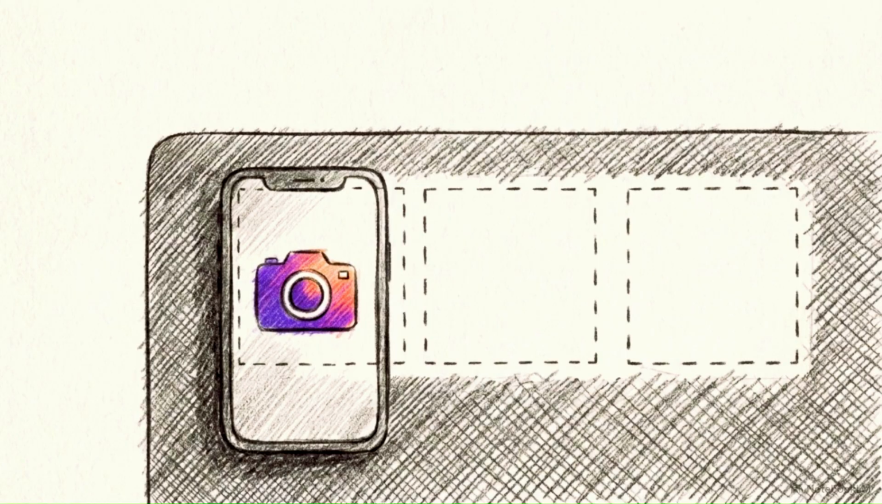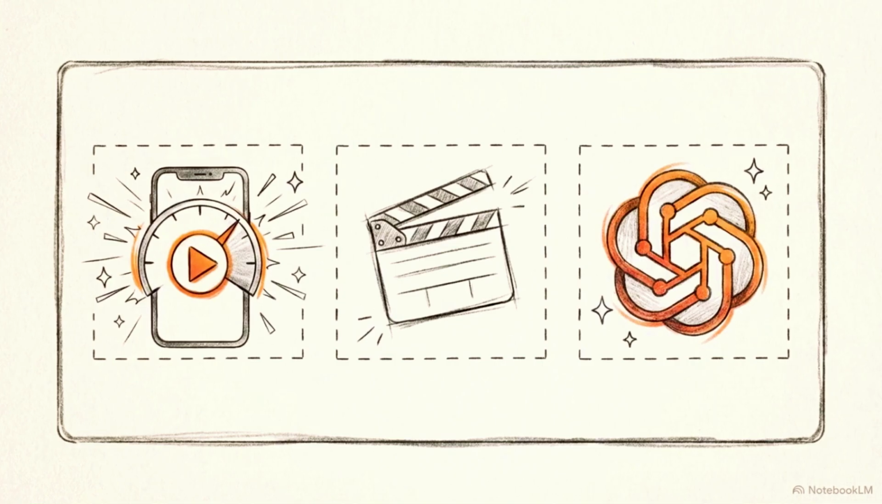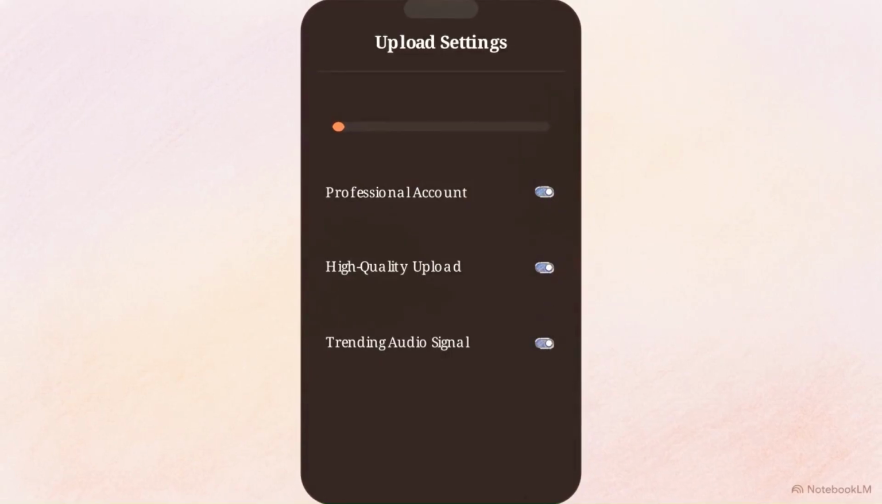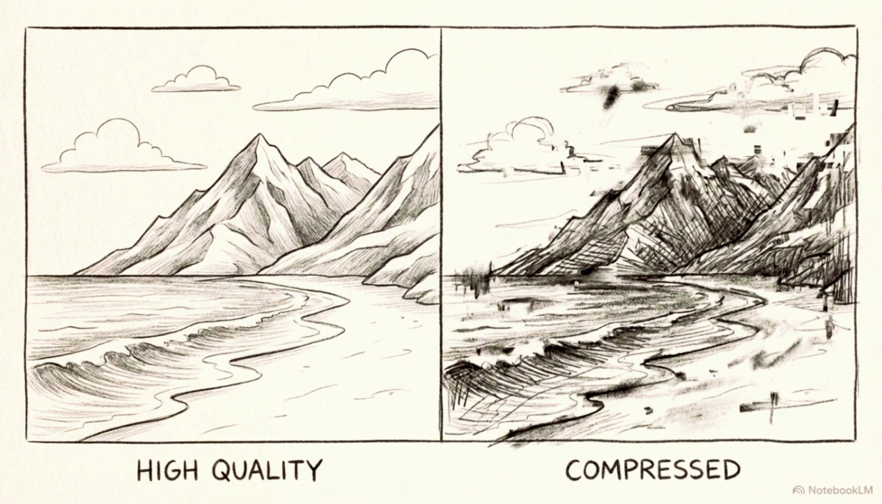Before we start, you'll need 3 things ready: your Instagram app, a finished video, and access to ChatGPT. Mastering these hidden upload mechanics removes the technical friction that often keeps high-quality videos from ever reaching new audiences. Step 1 happens before you select a video.